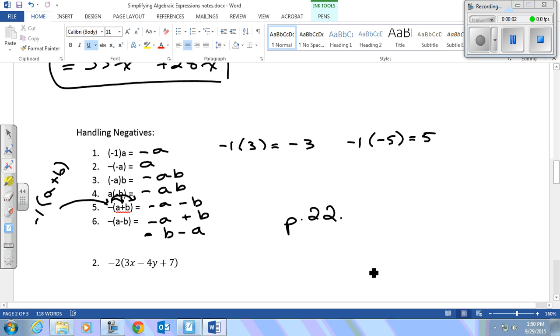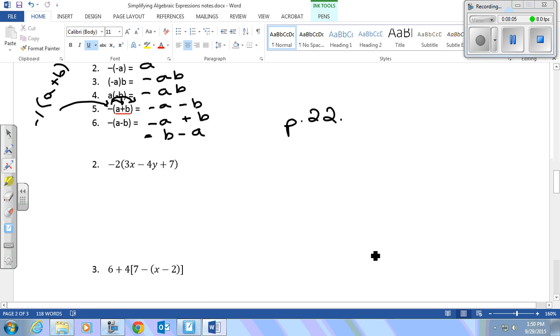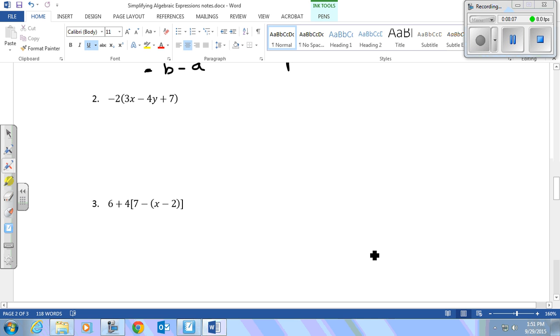So let's take a look at the next example here. I've got -2 times 3x minus 4y plus 7. So think about the distributive property. It's actually okay to draw these arrows to remind yourself that you're multiplying that -2 by every term inside the parentheses. So we have -2 times 3x to get -6x, -2 times -4y to get +8y, and -2 times +7 to get -14. And we're finished.